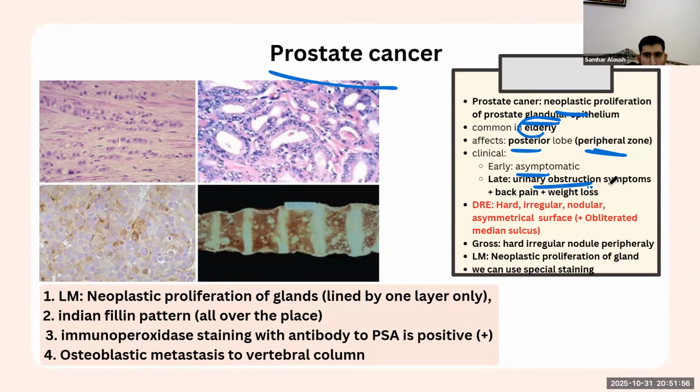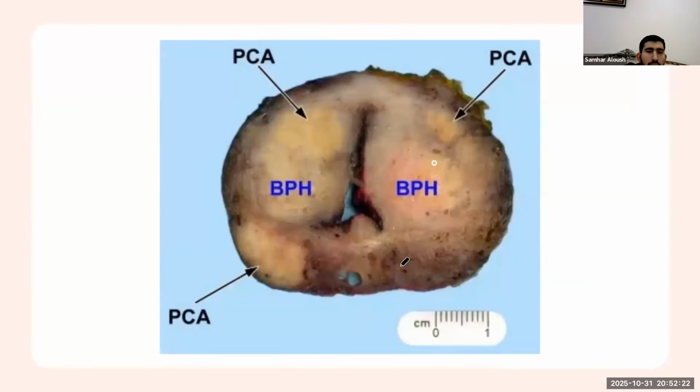Lately it may cause urinary obstruction, and it may metastasize to the spine, so it causes back pain and weight loss. Okay, prostate cancer is in the peripheral zone. Early it's asymptomatic. Lately it may cause obstruction, back pain because it may metastasize to the back, and weight loss. On DRE it's hard, irregular, nodular, with an asymmetric surface. Maybe I have a picture, yes, here.